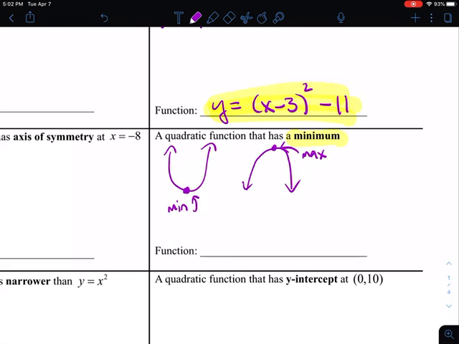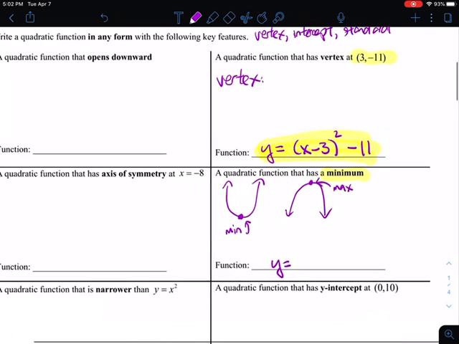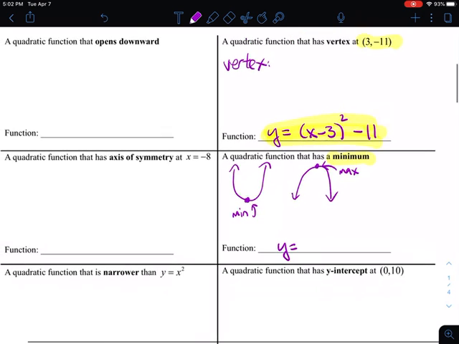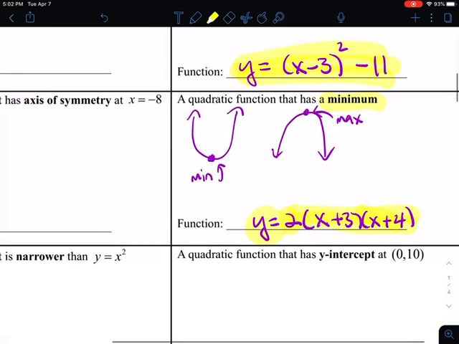Okay, so really what I'm asking you to write is a function that has a minimum, meaning one that opens up. Here you can use any of these forms actually. So we want a parabola to open up. Maybe I'll use intercept form. So let's say I have 2, and then x plus 3, x plus 4 or something, right? As long as your coefficient here is positive, that means our parabola is going to open up, so that means we're going to have a minimum.